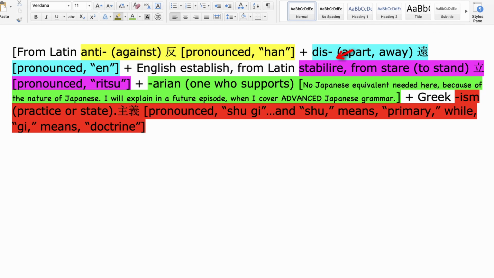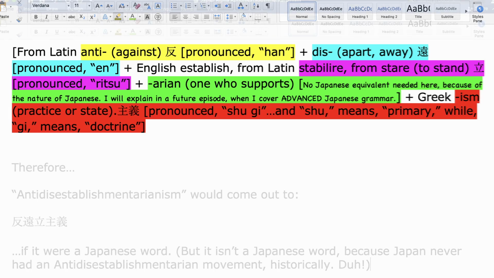In the purple we have stabilire, which means to stand or to establish. In the green we have arian, which means one who supports something. And finally in the red we have ism, which is a practice or a state, which corresponds to the Japanese shugi. You might want to pause this video right now just so you have enough time to digest all the different colored portions here. Don't worry, I'll wait.